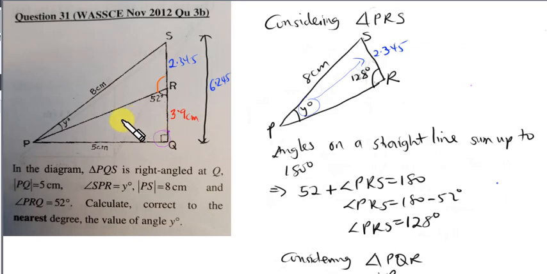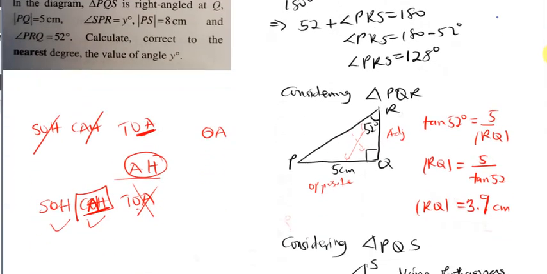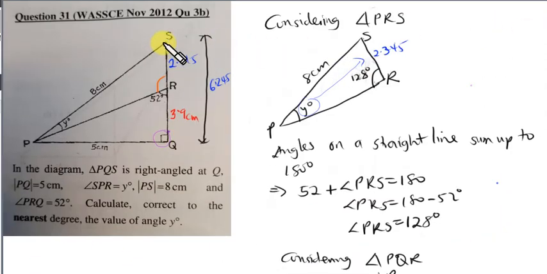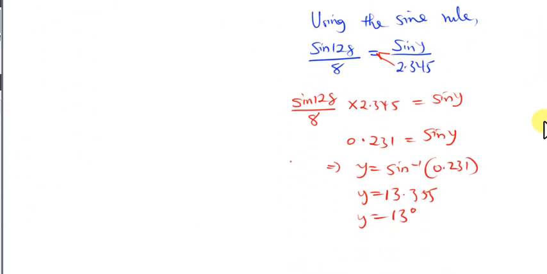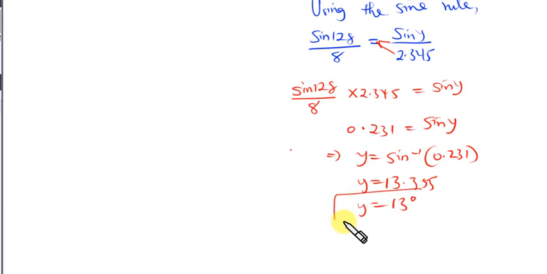Initially we had the value of y to be 13 degrees when we used just the two right angle triangles, but you can as well use this bigger triangle by first finding this length, which is 2.345, and applying the sine rule. You will surely come to the same answer. So these are the two ways that you can solve this question.